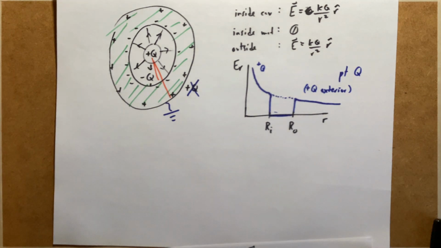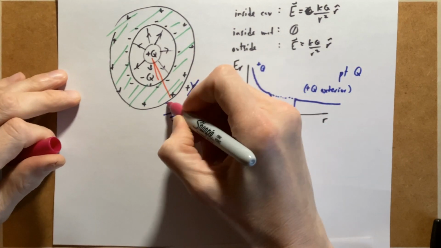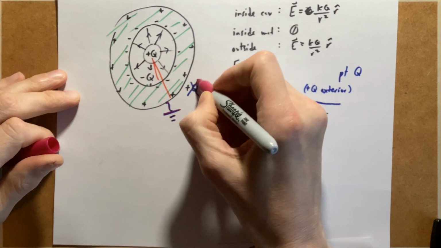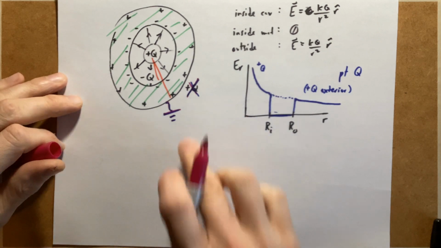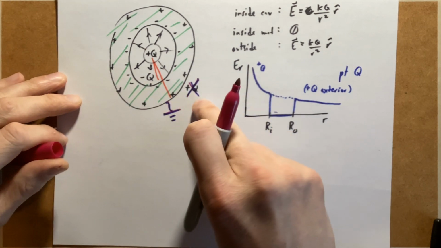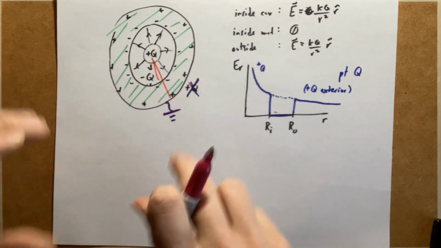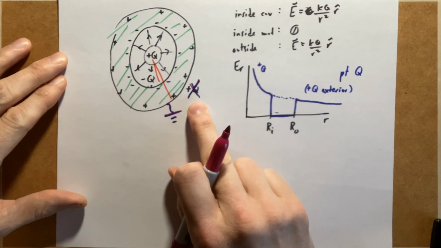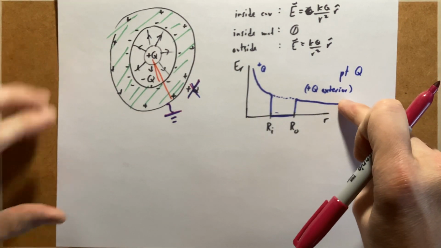Let me do that in a different color so that we can see. The grounding part, I'll do in purple. So that'll wipe that out. That right there is, of course, the charge that allows the field to continue on the outside.